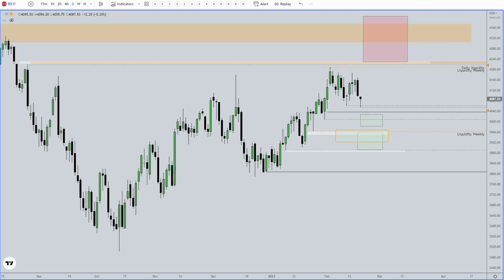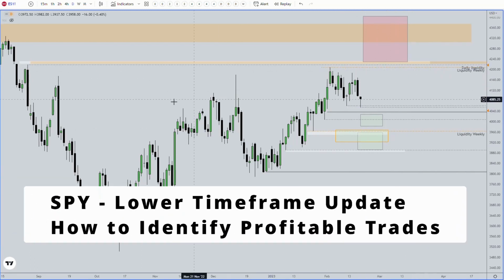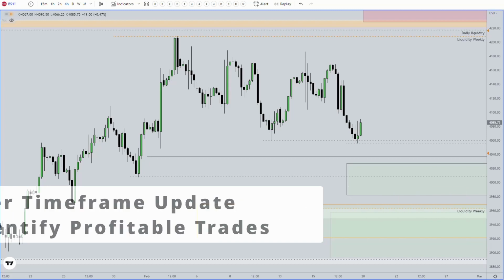Having the bigger picture in mind in trading is absolutely crucial, as we could see on our higher time frame analysis on the SPY earlier today. However, obviously there are trades to be had within this bigger daily range. If you want to participate in these trades during the week, you need to zoom in a little bit.